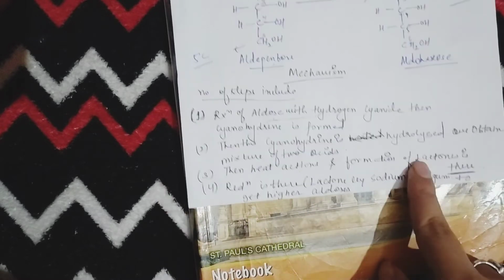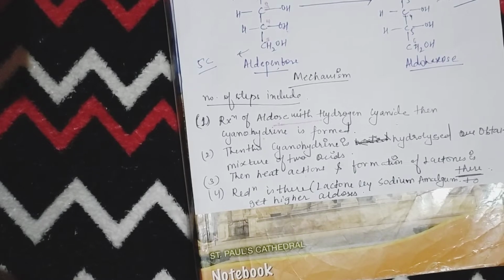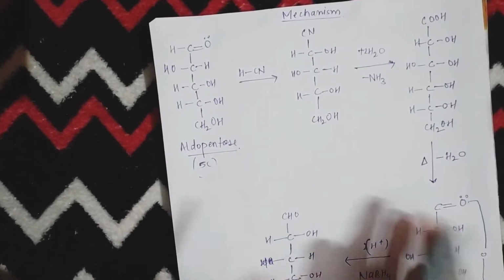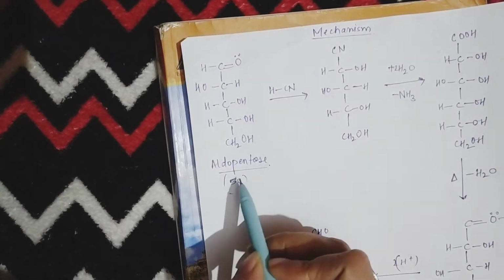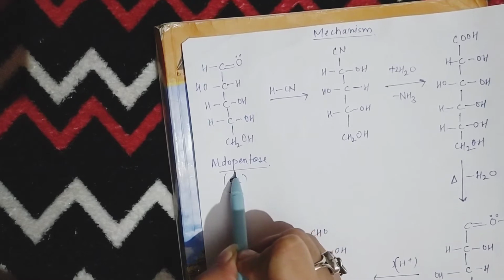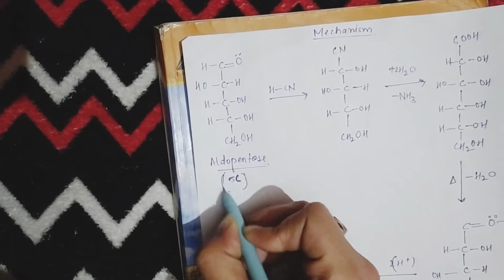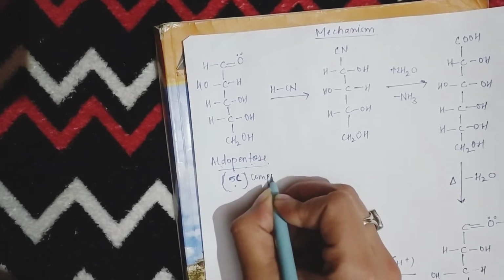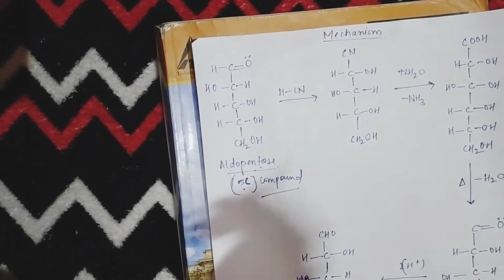I know you don't understand this yet, so let's do it with an example, or you can say with the mechanism. Let's see its mechanism. As we know, we convert aldopentose into aldohexose. So let's start with our main compound, aldopentose, which is a 5-carbon compound. I will explain everything in it.